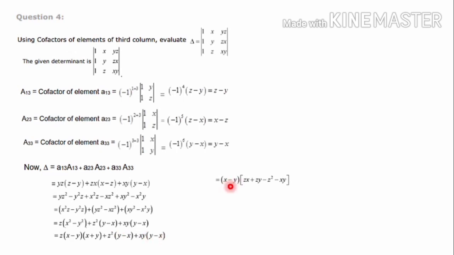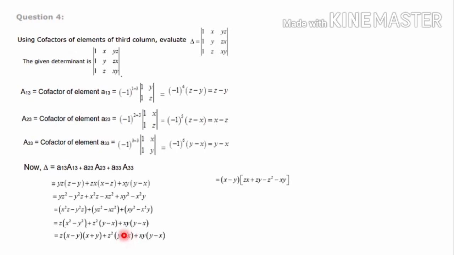So x minus y outside, if I take the first term, the balance is z into x plus y. So I have removed that also. Z into x, that is zx. The next is z into y, that is zy. Minus, in this term y minus x was there and I have taken x minus y outside.